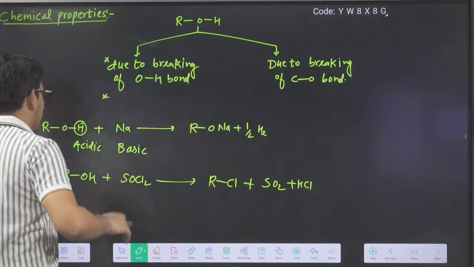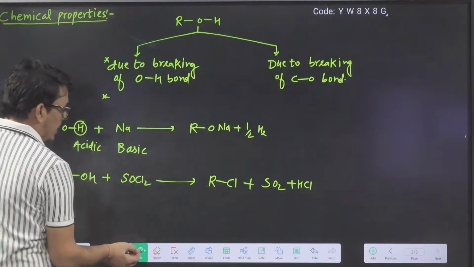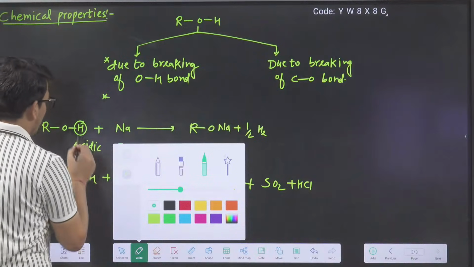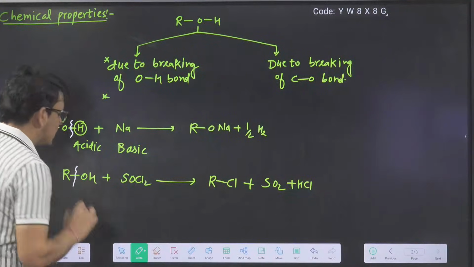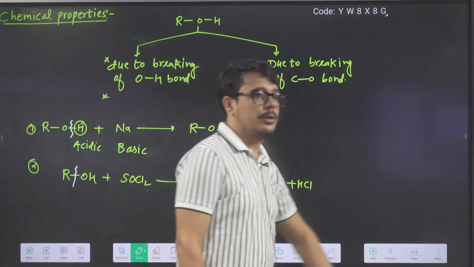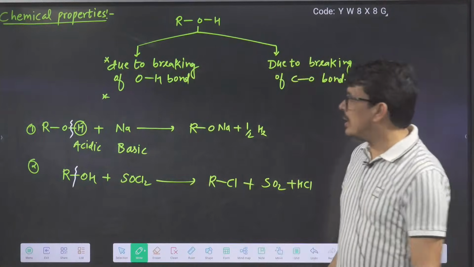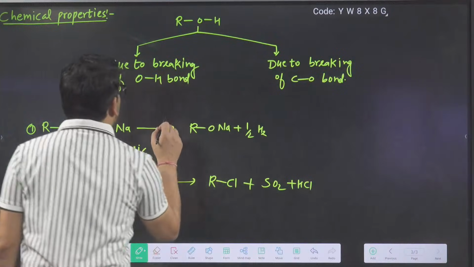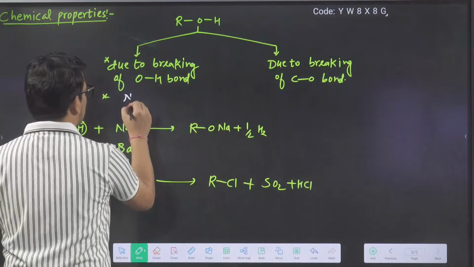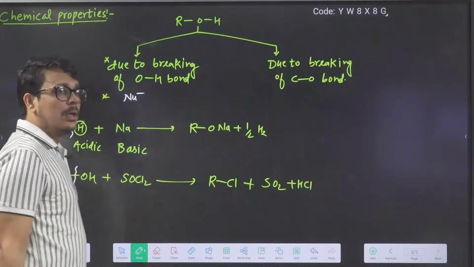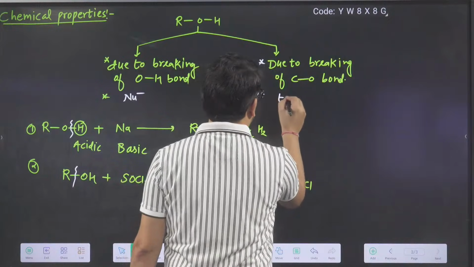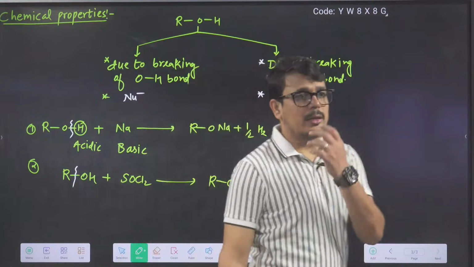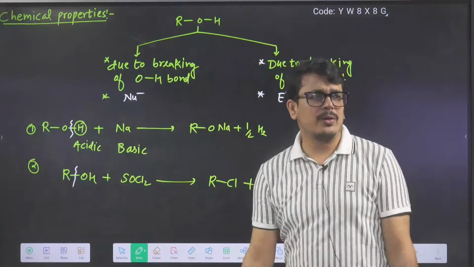So in this case, which bond do we break in the first case? OH bond. In the second case we break the carbon oxygen bond. So in general, if there is a breaking of OH bond, then its nature is nucleophilic. And if this is breaking carbon oxygen bond, then alcohol is acting as electrophilic in nature. Clear to everyone, yes or no?